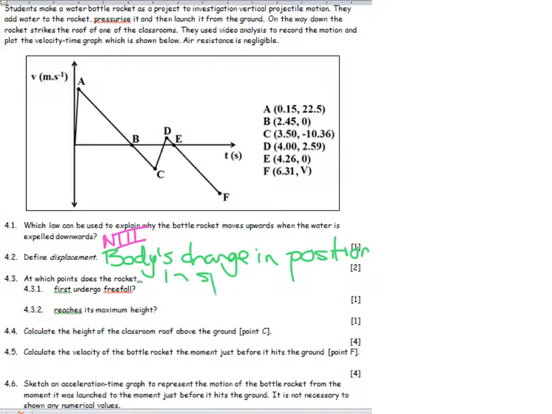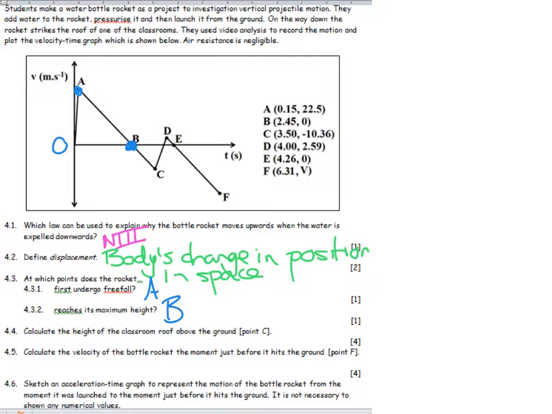in space. At which points does the rocket first undergo free fall? It's from this point over here, so it's at point A. And when does it reach its maximum height? When it stops in mid-air, which is 0 velocity, and that is at point B.